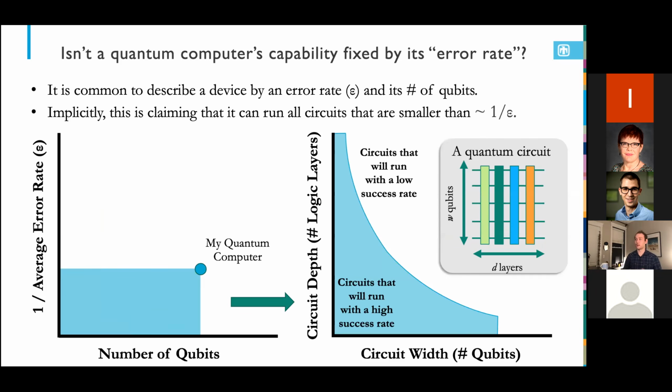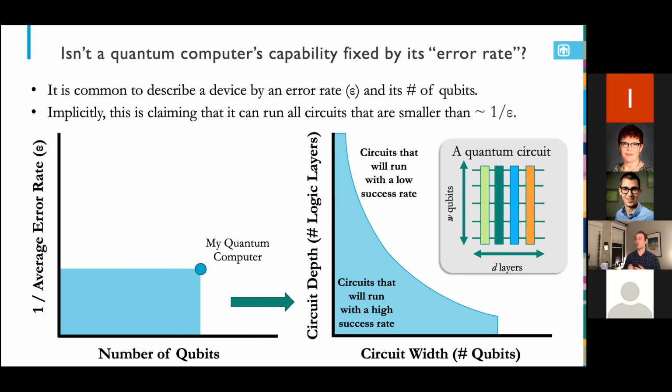So if this actually was the case, you had one of these error models, then what circuits you can run is actually really simple. Because if circuits are a lot smaller than 1 over epsilon, and by its size, I mean its width times its depth, or basically just the number of gates it contains, then you're going to be able to run that circuit successfully because the probability of error is negligible. If it's a lot larger than 1 over epsilon, then it is going to almost certainly fail because the probability of there being an error is basically 1.